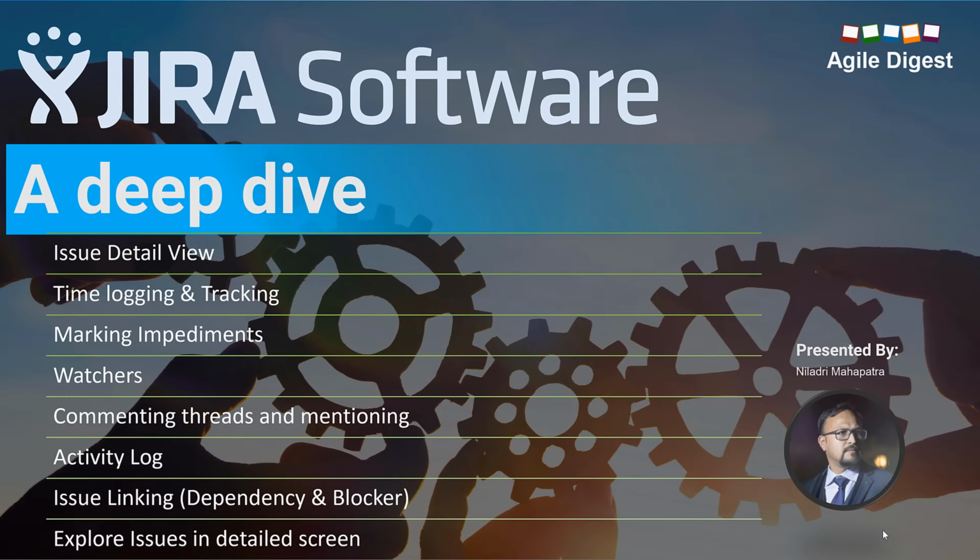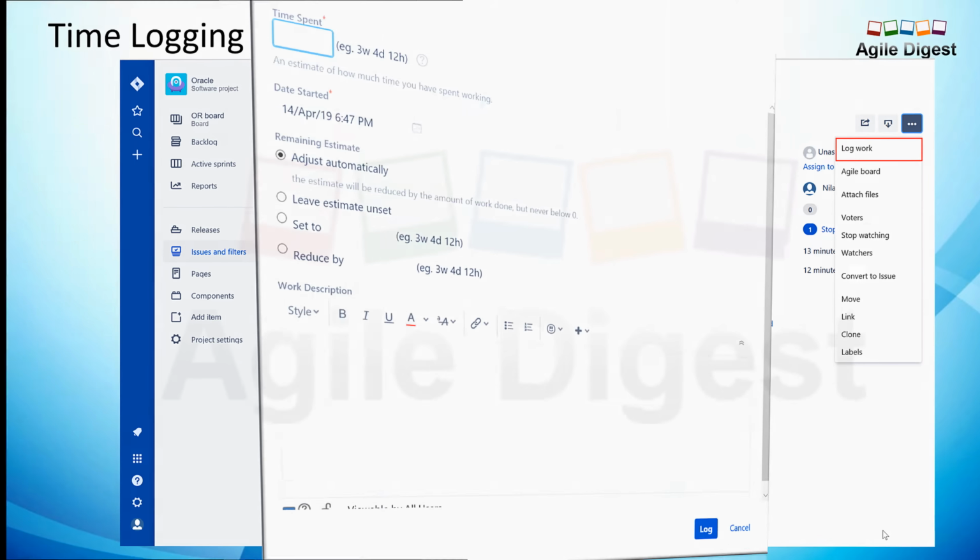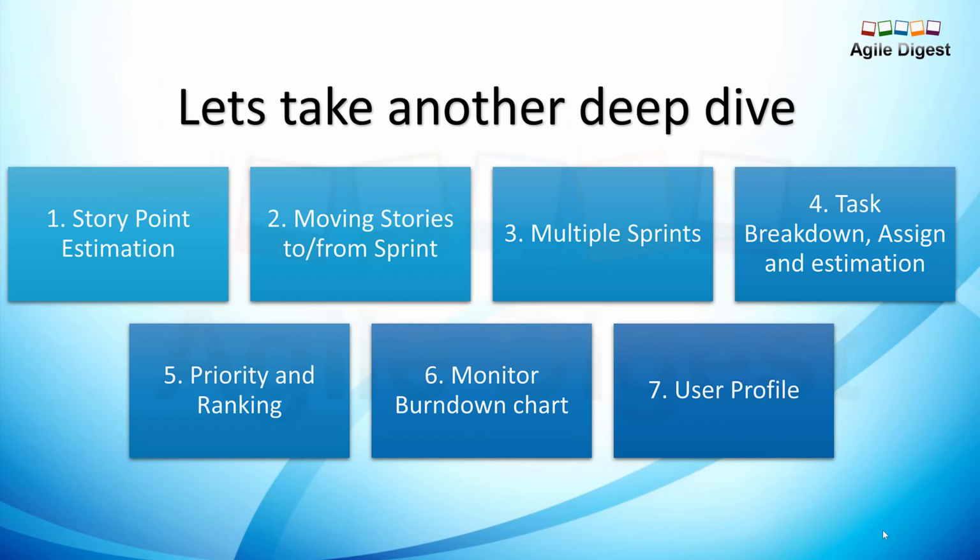Issue detail view, time logging and tracking, marking impediments, watchers and commenting threads and mentioning, activity log, issue linking, dependencies and blockers, how we can do that, and explore issues in a detailed screen. Apart from that, we will also be covering these areas at the last.